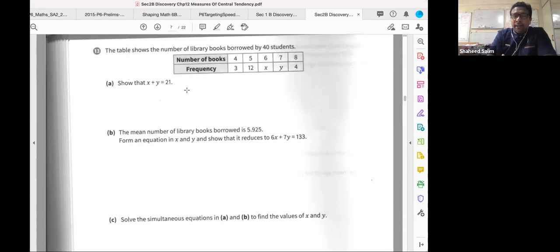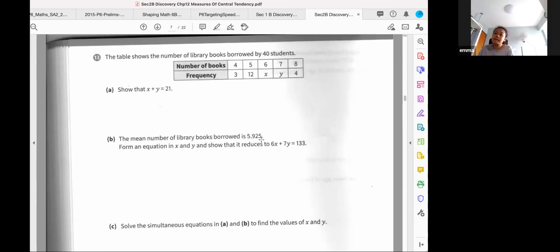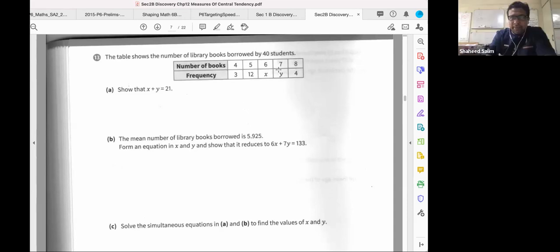Then they tell you that the mean number of library books borrowed is 5.925. You know what mean means, right? It means on average, the 40 students borrow about 5.925 books each. Now they want you to form an equation.